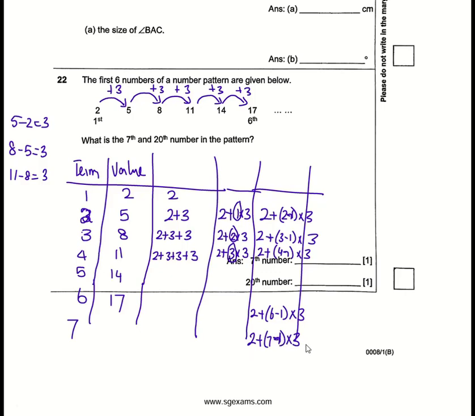So this is actually equal to 2 plus 6 times 3. 3 sixes are 18. 18 plus 2 is 20. So this is your sixth value.